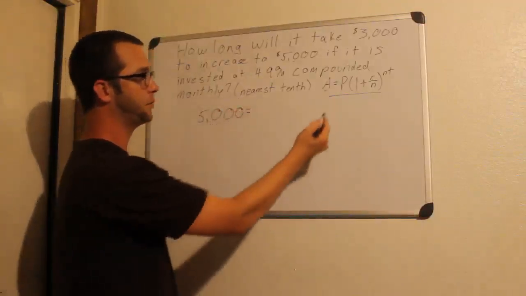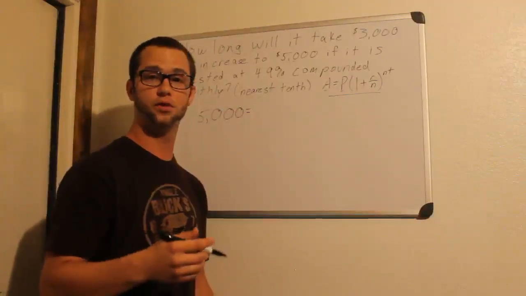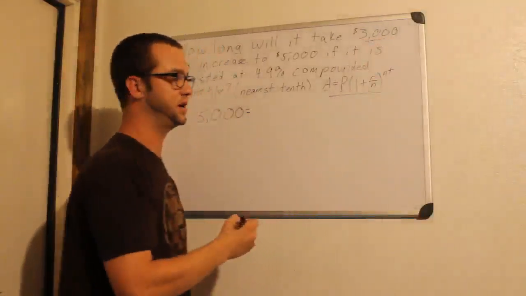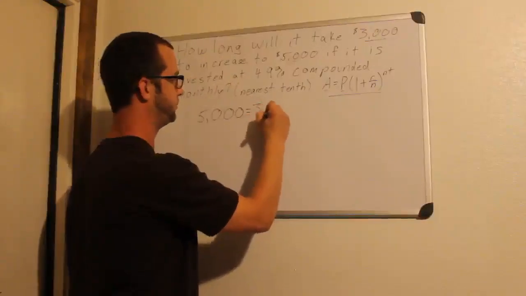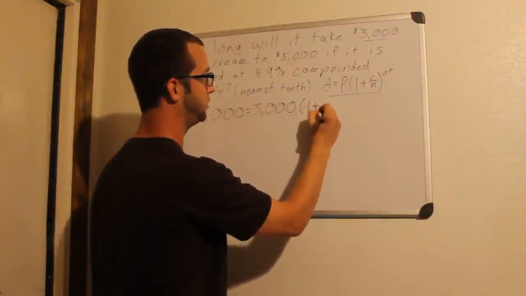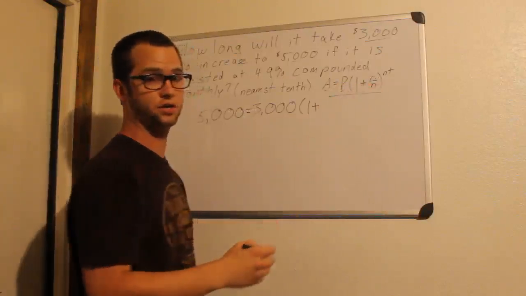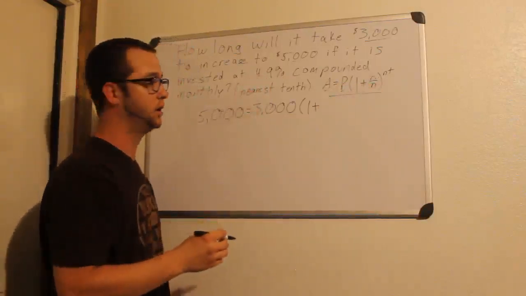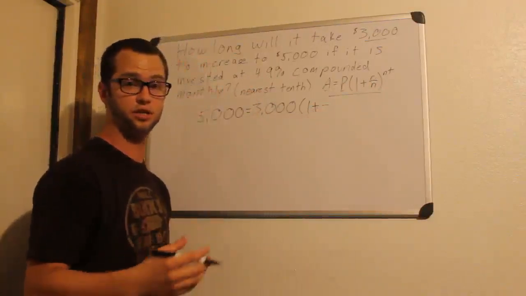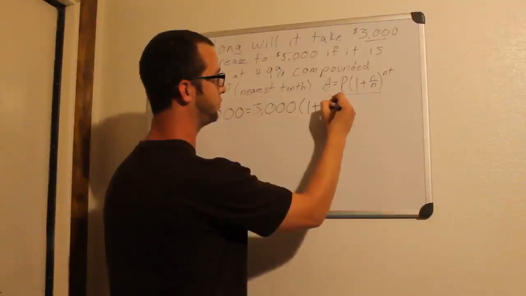Equals. Now we're looking for P. P is the principal amount that you have invested, or the beginning amount that you've invested, your starting amount, which is going to be 3,000 in this case. So we'll go ahead and put 3,000 in for P, and that's going to be times 1 plus R over N. Now R is going to stand for your interest rate, which is 4.9%. But before you put it into the fraction, you're going to want to switch the percentage into a decimal. So to do that, we get 0.049.